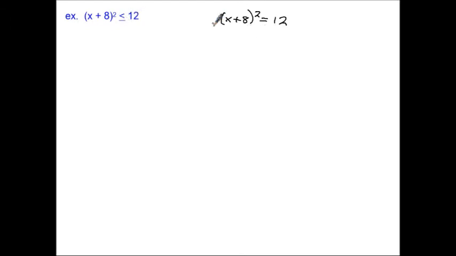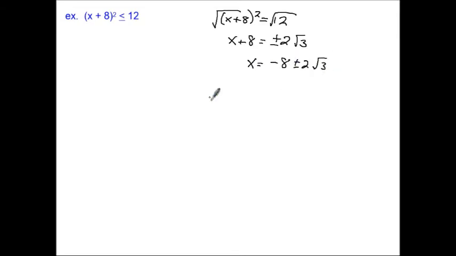So by square rooting both sides, just to find the critical values, I'll get x plus 8 equals plus or minus root 12, because I have square rooting, and root 12 of course simplifies into 2 root 3. Please don't forget to do that. At this point I can subtract 8 from both sides and get my critical points being -8 plus or minus 2 root 3.